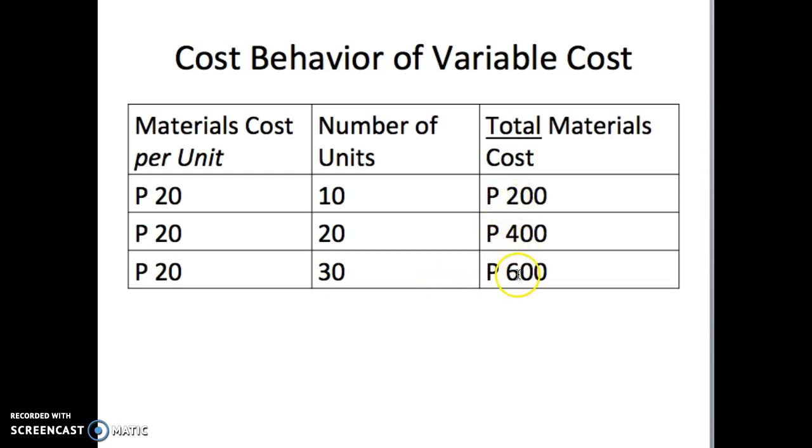So these values here were obtained simply by multiplying the materials cost per unit times the number of units. We get total materials cost. So we just do that for each of the rows. We just multiply the cost per unit times the number of units to get the total materials costs or total variable cost.